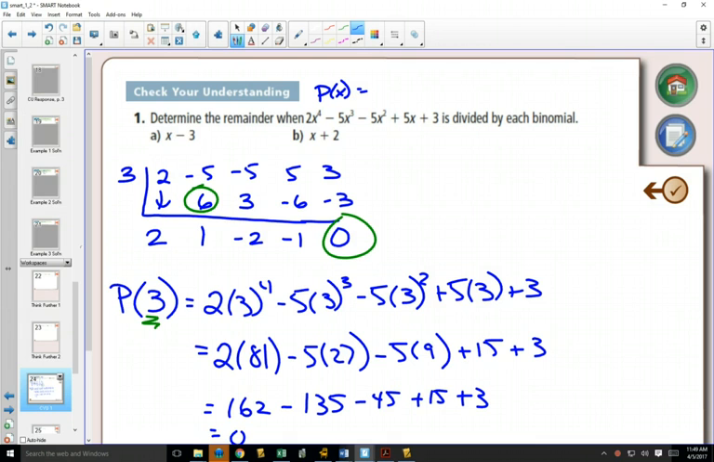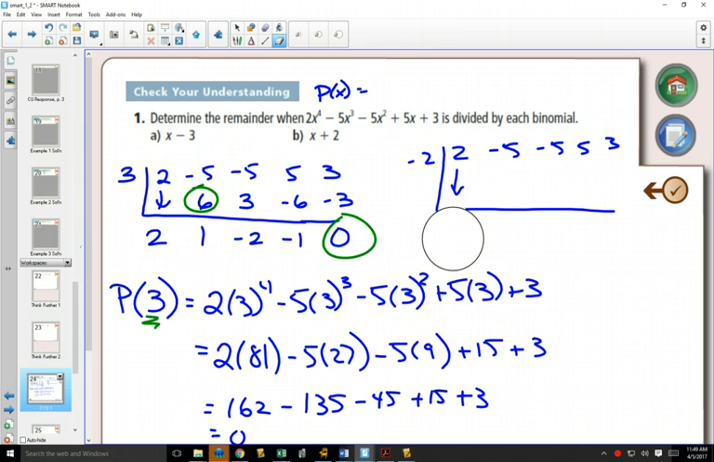So if I was looking at this second one and I wanted to find the remainder, I could either plug in -2 and just looking at that, think about the numbers that I would get, or I could use my synthetic division with a -2 out front. And in this case, whoops, got a little ahead of myself. Bring the 2 down, multiply.